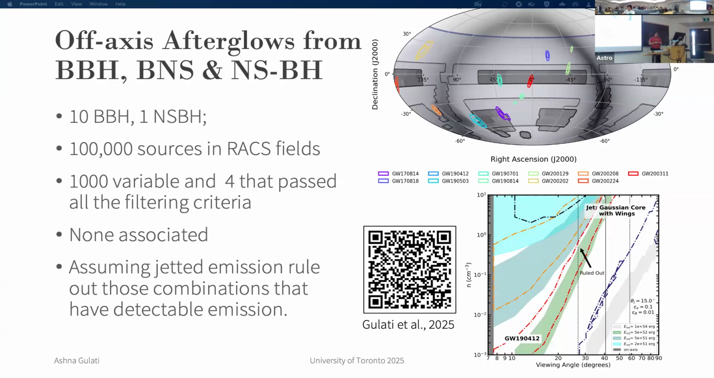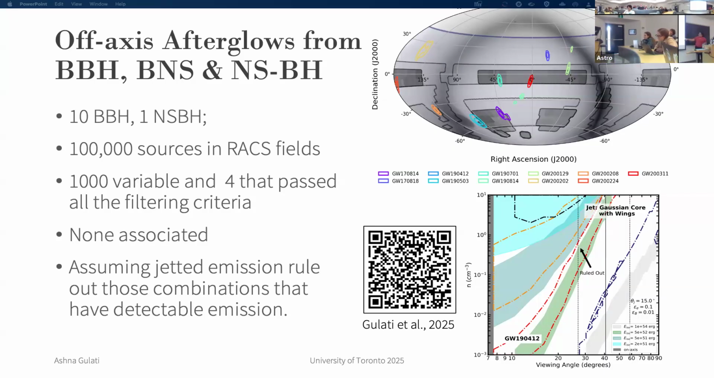1,000 were variable according to our criteria, and 4 passed all filtering criteria for being an off-axis flare. Eventually, none were associated to the gravitational waves that we found them in. So we said, okay, we've got all this data, what can we still say about these events? Assuming that all these events were accompanied by jet emission, can we say that some combination of energies, viewing angles, circumburst densities would have been detected with ASKAP, and if they could have been detected, could we rule them out because we did not detect them?